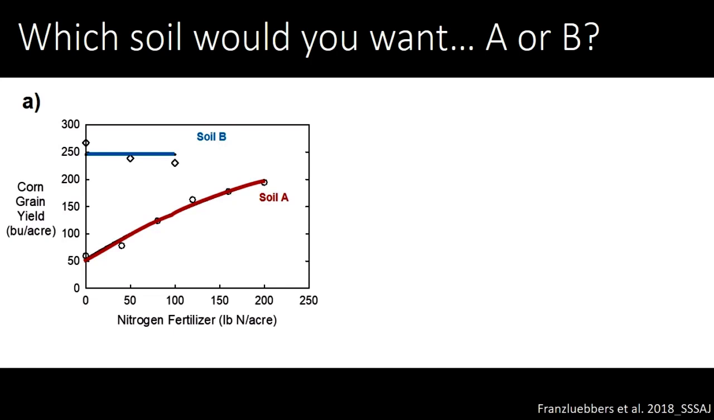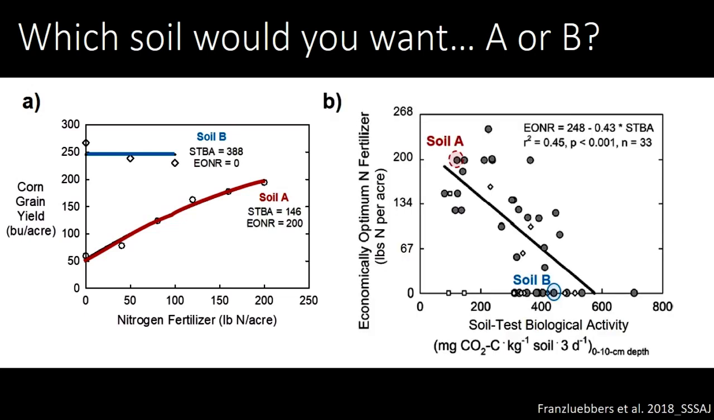So this is kind of like that hypothetical graph I showed before. We have how much nitrogen needs to be added to bring to optimal yield in two soils. So again, you guys said you'd want soil B. Here's soil A. This is the corn grain yield. This was at 100%. This one required nitrogen to get to max yield, right?